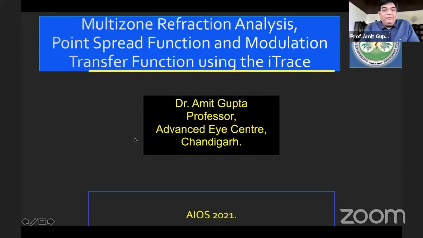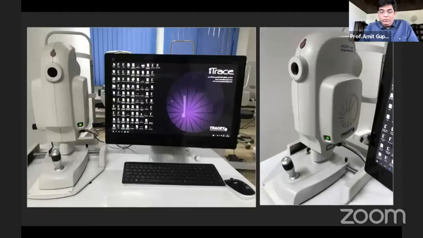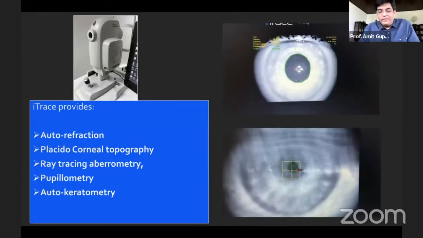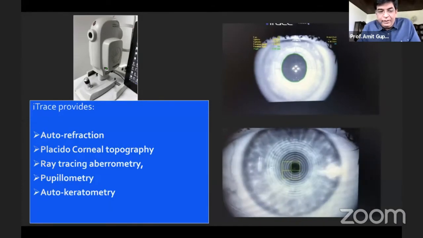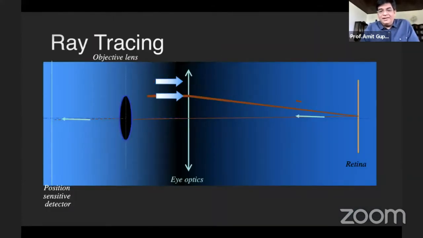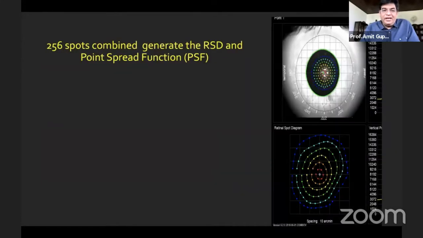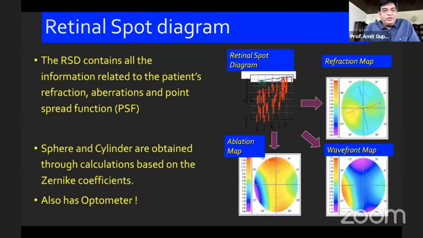I'll be talking about the multi-zone refraction analysis, the PSF or point spread function, and the modulation transfer function using the iTrace. Now, the iTrace captures images through two formats. One is the Placido disc, and the other is by firing infrared beams into the eye. As these individual beams go into the eye, hit the retina, come back and are analyzed, this generates something called the retinal spot diagram. This retinal spot diagram is critical because it contains all the information related to the patient's refraction, aberrations, as well as the point spread function.